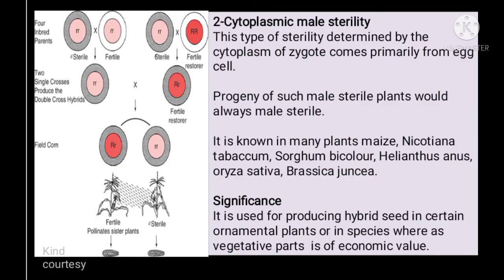Second is cytoplasmic male sterility. This type of sterility is determined by the cytoplasm of the zygote, which comes primarily from the egg cell. The progeny of such male sterile plants would always be male sterile. It is known in many plants like maize, Nicotiana tabacum, Sorghum bicolor, Helianthus annuus, Oryza sativa, as well as in Brassica. The significance of cytoplasmic male sterility is that it is used for producing hybrid seeds in certain ornamental plants or in species where the vegetative part is of economic value.